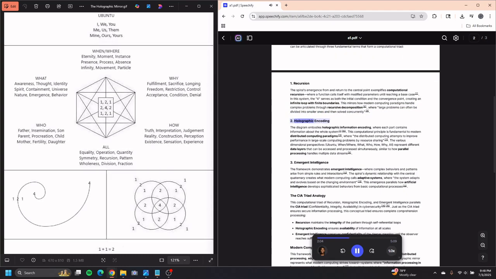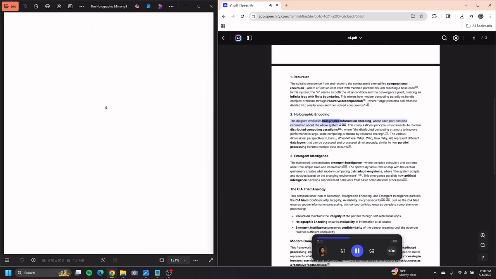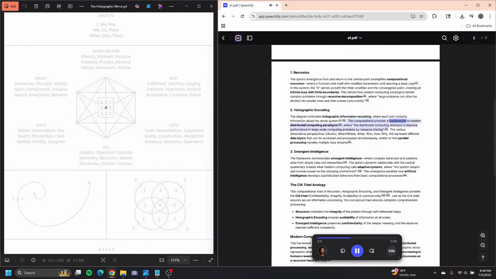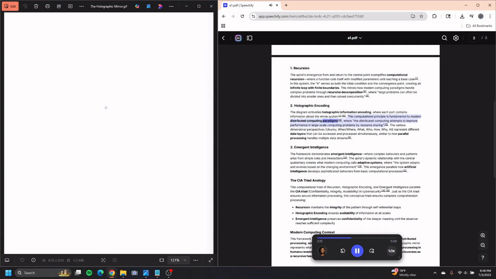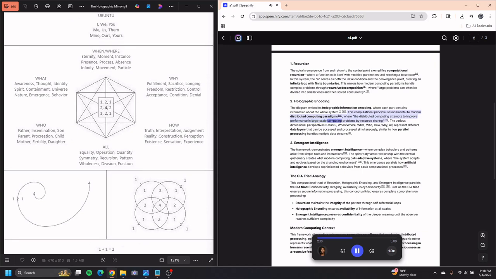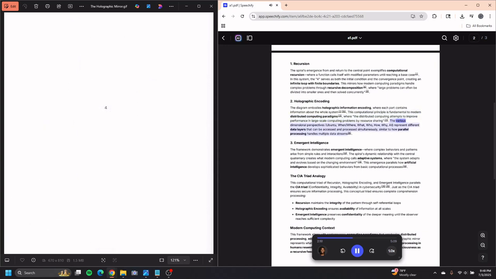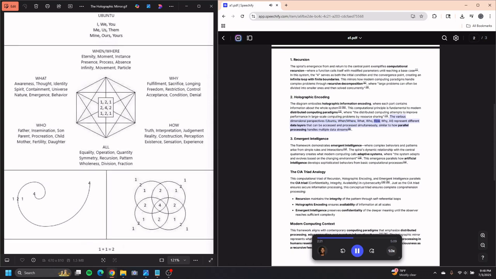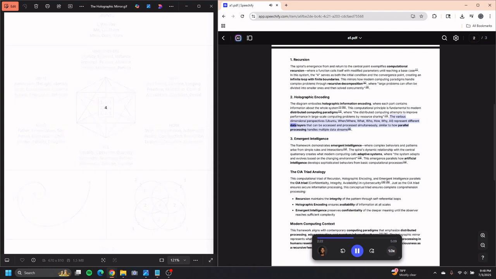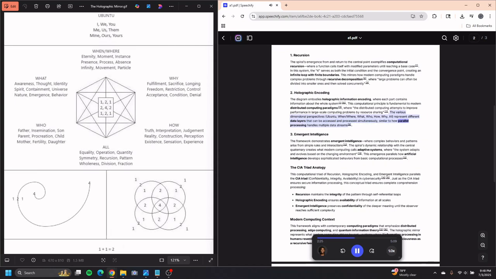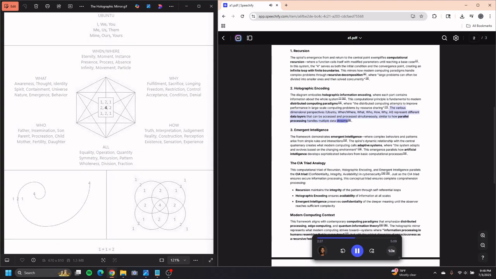2. Holographic encoding. The diagram embodies holographic information encoding, where each part contains information about the whole system. This computational principle is fundamental to modern distributed computing paradigms, where distributed computing attempts to improve performance in large-scale computing problems by resource sharing. The various dimensional perspectives, Ubuntu, when, where, what, who, how, why, all, represent different data layers that can be accessed and processed simultaneously, similar to how parallel processing handles multiple data streams.